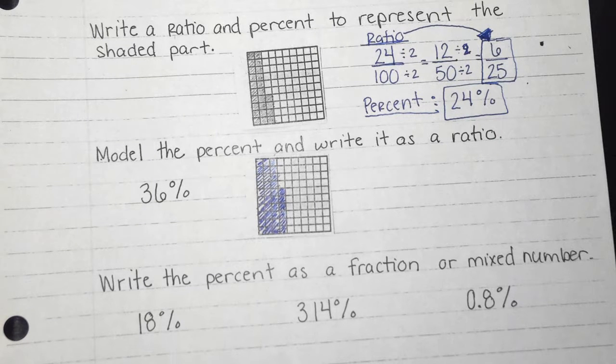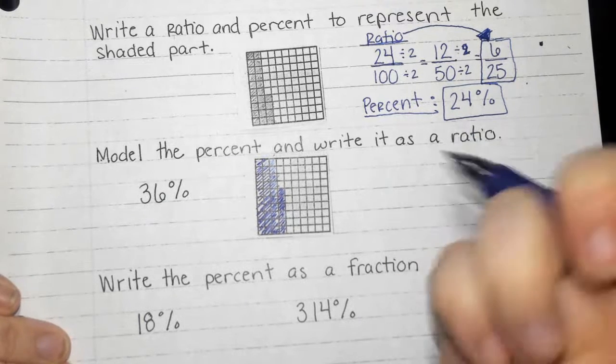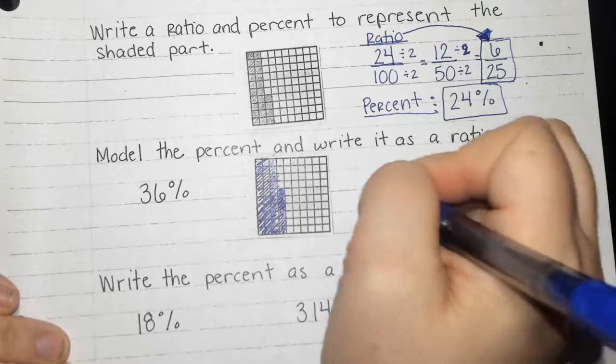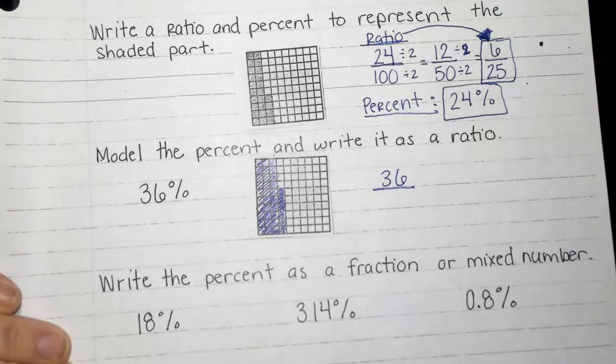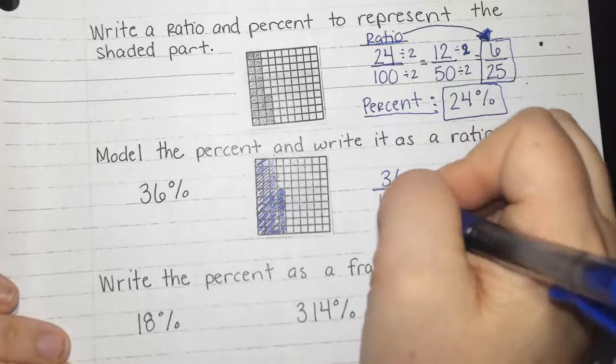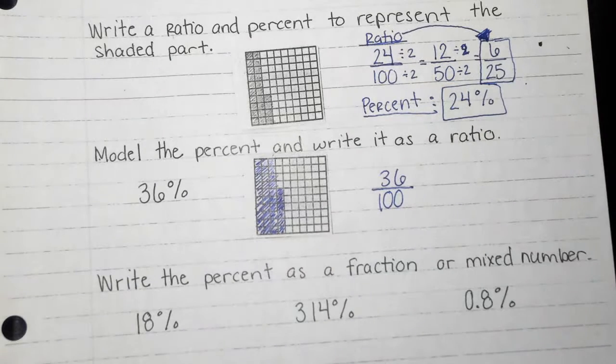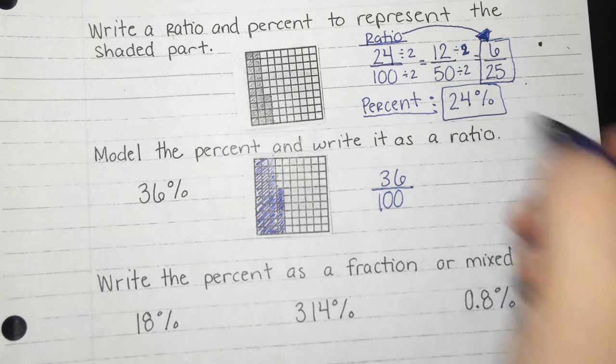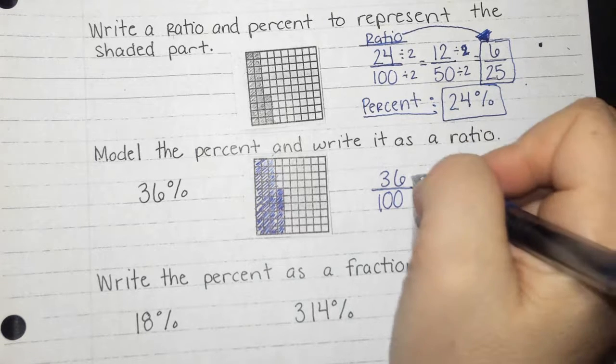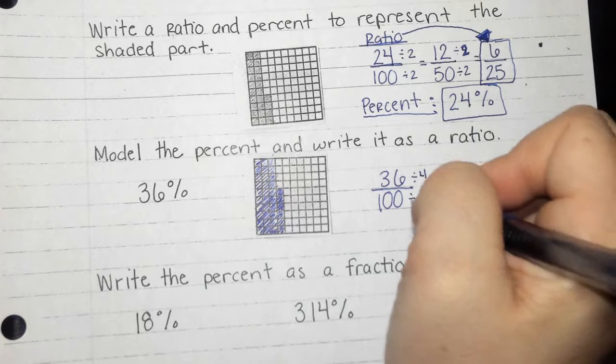What would my ratio be to write that 36% out? Emily? 36 over, and what has to go on the bottom? 100. Very good. All right, and y'all know me with the fraction. Can we leave it as 36 over 100? No. All right, okay, so Kate's over here like, we can divide by 4, divide by 4. Okay, let's do that. Let's divide by 4.